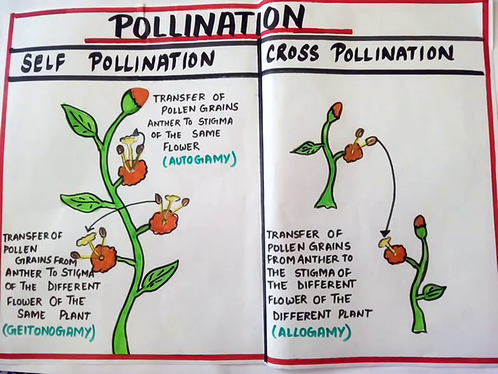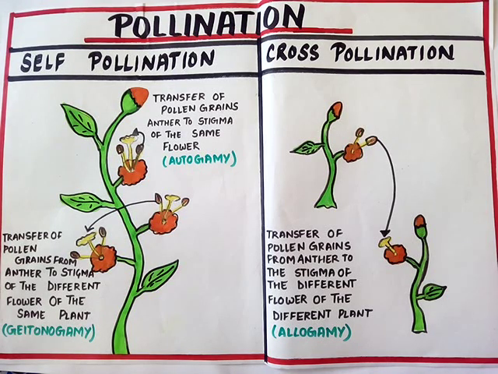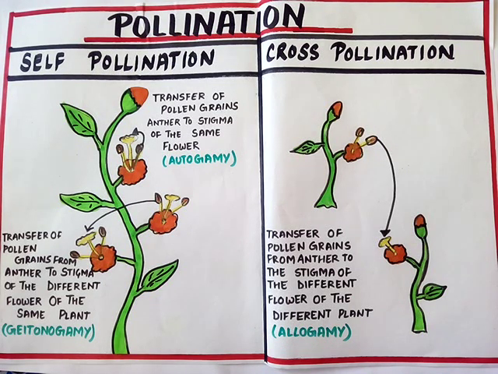Now let's talk about pollination. Pollination is the process of transference of pollen grains from the anther to the stigma. Pollination must occur between plants of the same species. Example, pollen grains from a wheat plant should fall on the stigma of a wheat plant only.